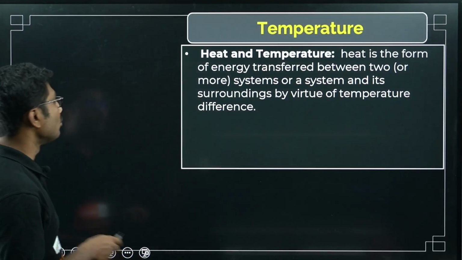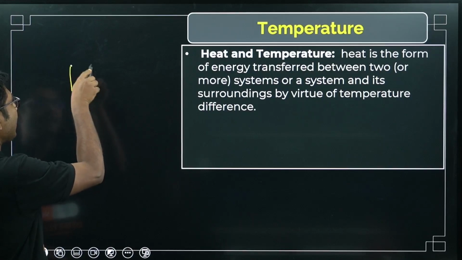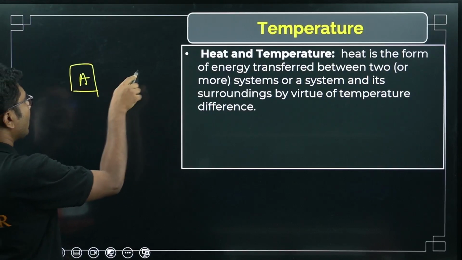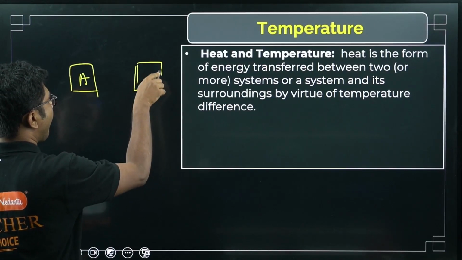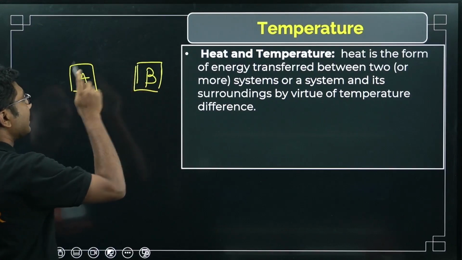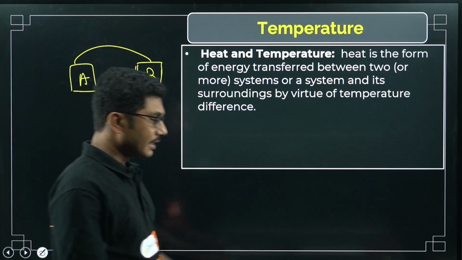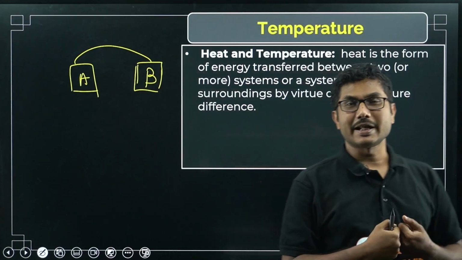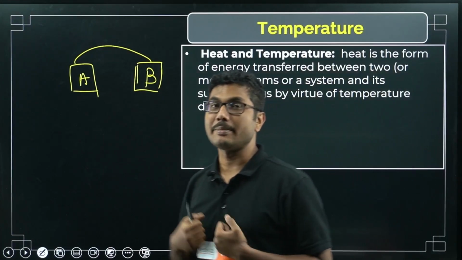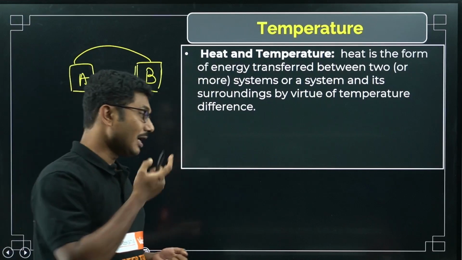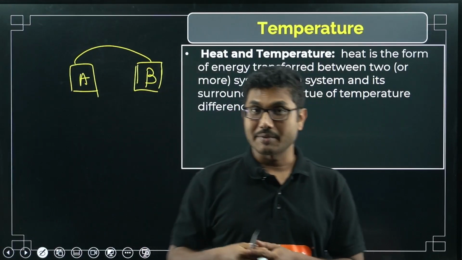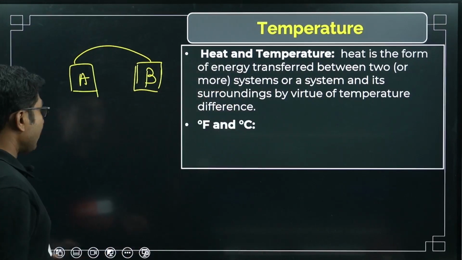So if we have two objects, say A and B, and there is a temperature difference, then if you connect them, there will be a heat transfer. If the heat is not getting transferred, that means both of them have the same temperature. That was the basics of the zeroth law of thermodynamics, if you remember. Right, now we are not going into that.